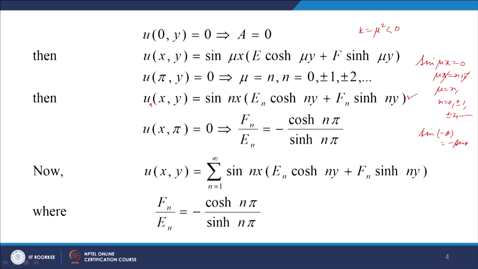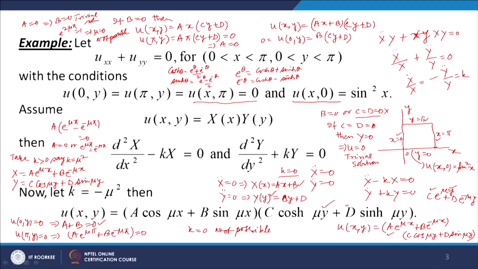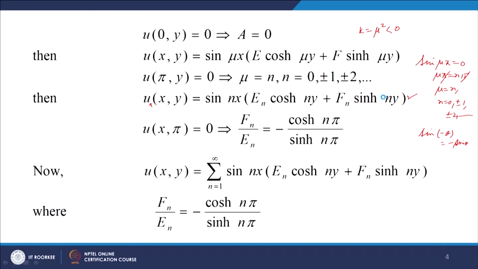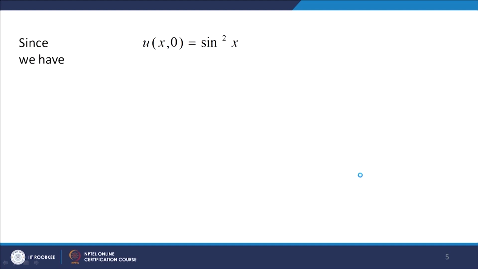Now, in order to include the boundary condition u(x, 0) equal to sin squared x, we need to consider a linear combination, the sum from n equal to 1 to infinity of sin(nx) times [E_n cosh(ny) plus F_n sinh(ny)]. Here we can make use of this relation, F_n over E_n equal to minus cosh(nπ) over sinh(nπ). Okay, so let me write what we have here.